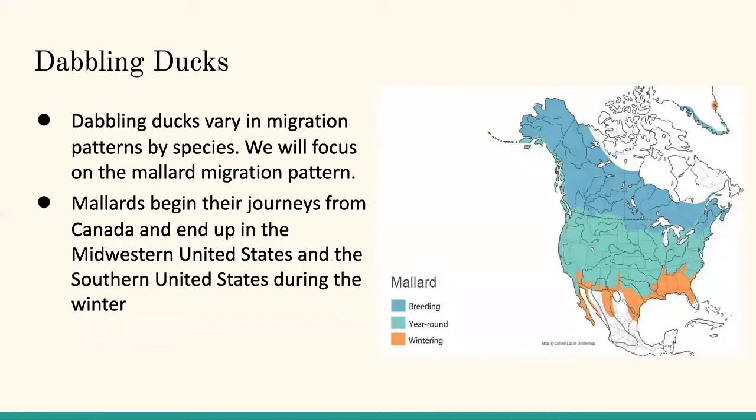Dabbling ducks vary in migration patterns by species. We will focus on the mallard migration pattern. Mallards begin their journeys from Canada and end up in the Midwestern United States and the Southern United States during the winter. A picture to the right is a map of North America.